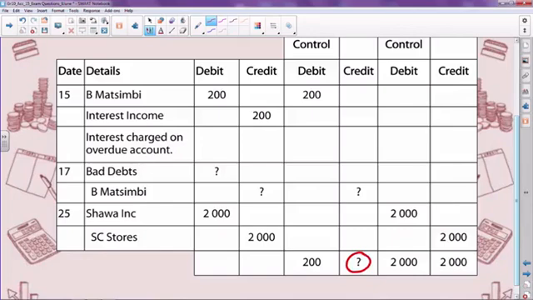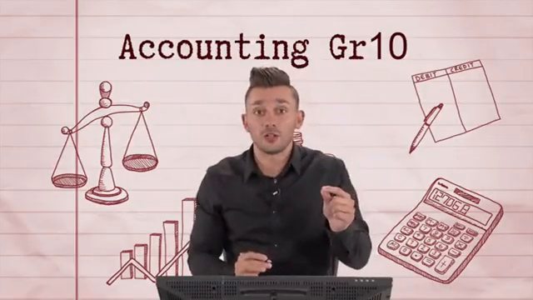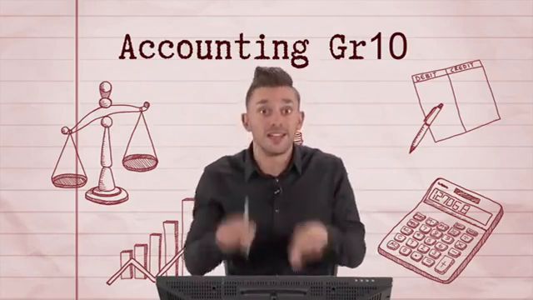I'm giving you bad debts and Matsimbi. So we need to write off the bad debt of Matsimbi. I don't give you any other information. So what should I go and do now? I can't complete my general ledger, and I need to complete the debtors account in the debtors ledger.